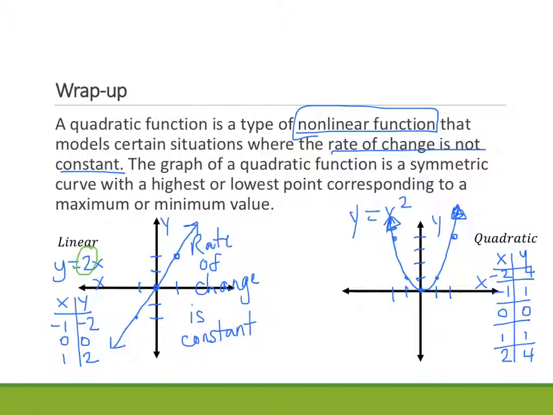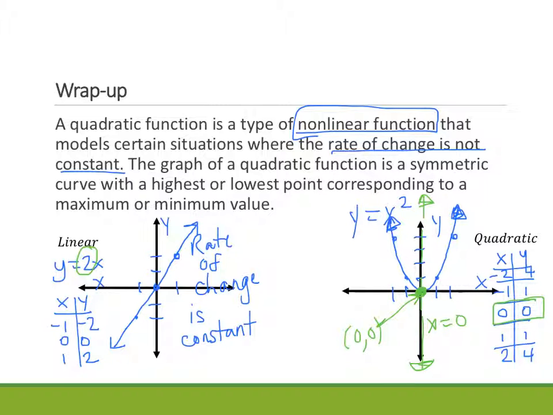Remember that the graph of a quadratic function is a symmetric curve. They will have an axis of symmetry that passes through the vertex. In this case, the axis of symmetry is x equals 0. And the vertex point is that lowest point. It is the point 0, 0, right here. We see it in the table.